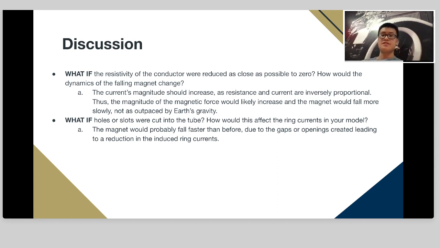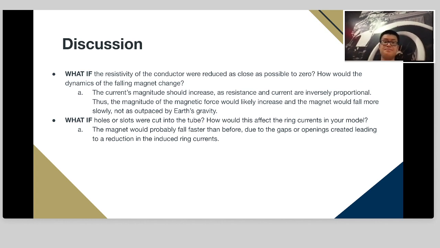Now, addressing the what if of this lab's experiment. If the resistivity of the conductor was reduced to 0 or as close as possible, the current's magnitude should increase as the resistance and current were inversely proportional. Thus, the magnitude of the magnetic force should increase and it should fall quickly. And if holes or slots were cut into the tube, these openings would create a reduction in induced currents, leading it to fall faster rather than slower.